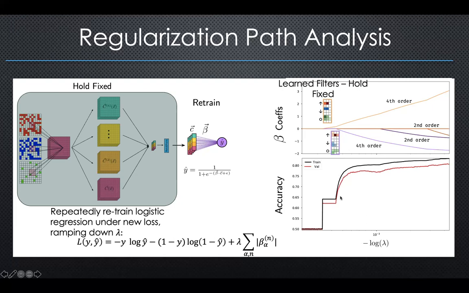So by looking at this regularization path through this retraining process, with the filter already fixed, starting off by penalizing having any weight at all in my input data, we can learn which piece of the input gives real boost in the correct classification. That's this regularization path analysis.